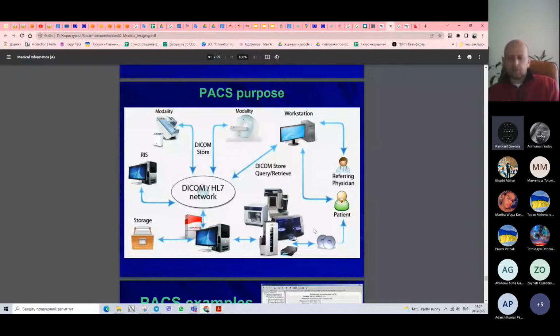Also, there can be different kinds of storage systems and different kinds of users. There are physicians, patients, and other doctors present there.